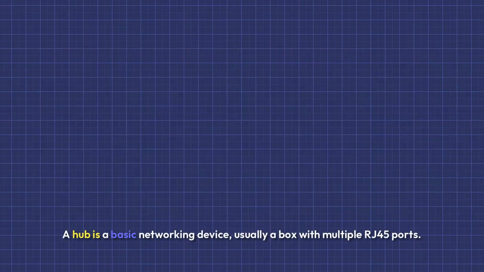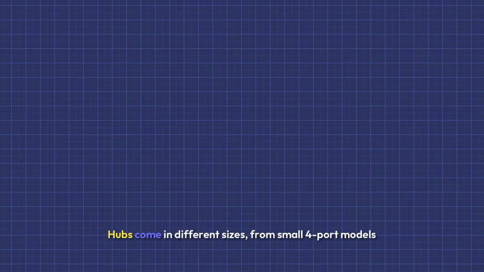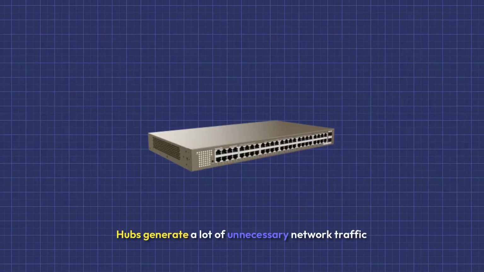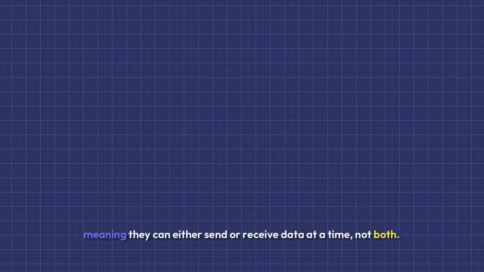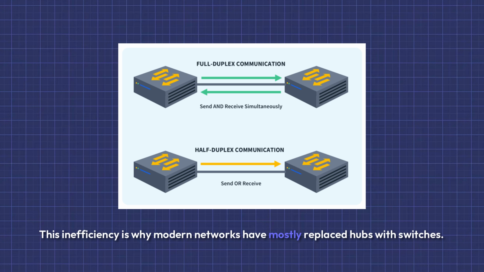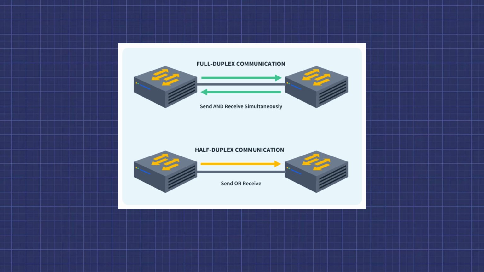A hub is a basic networking device, usually a box with multiple RJ45 ports. Hubs come in different sizes, from small 4-port models to large 48-port versions used in corporate setups. Hubs are outdated. Hubs generate a lot of unnecessary network traffic because they can only work in half duplex mode, meaning they can either send or receive data at a time, not both. This inefficiency is why modern networks have mostly replaced hubs with switches.